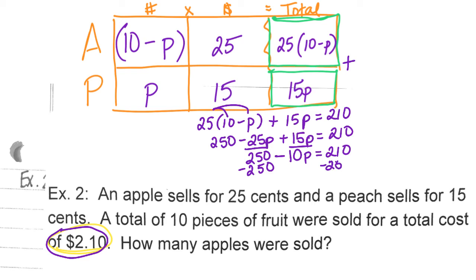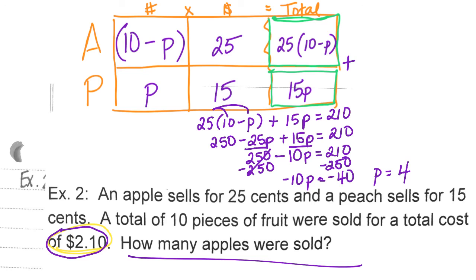Subtract 250 over, and negative 10p is equal to negative 40. And in your mind, you already know what p is. P is equal to 4. And once again, the question says how many apples were sold. I should have called it A and 10 minus A. So if this answer is 4, 10 minus 4 gives me 6 apples. Great job.